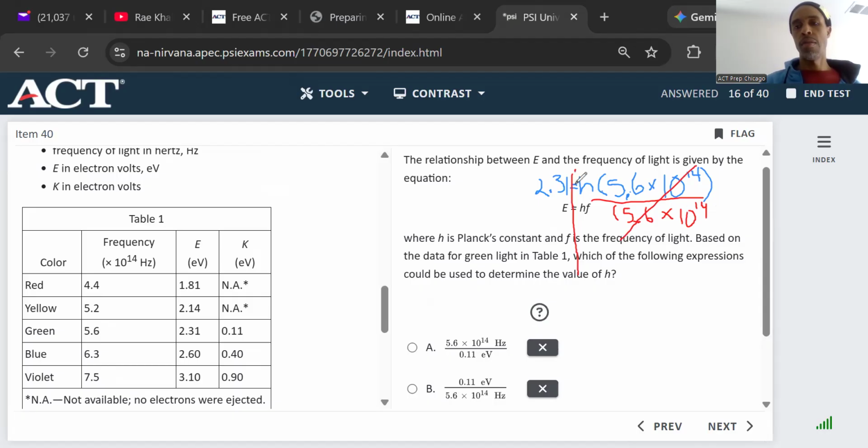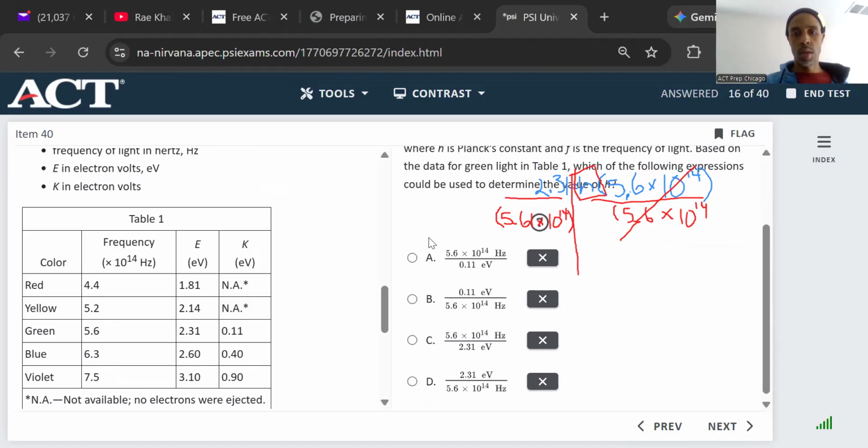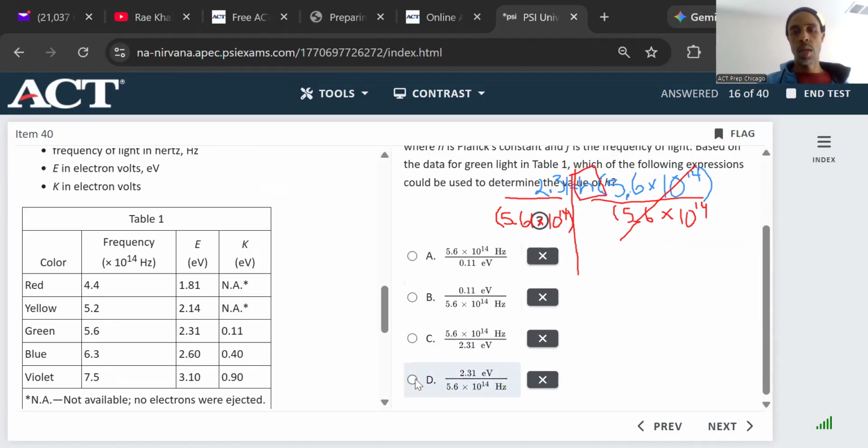Okay, and now you got H by itself, but whatever you do to the left side, you have to do to the right side. So the answer is going to be 2.31 divided by 5.6 times 10 to the 14. Which is going to be which choice? That's going to be D.